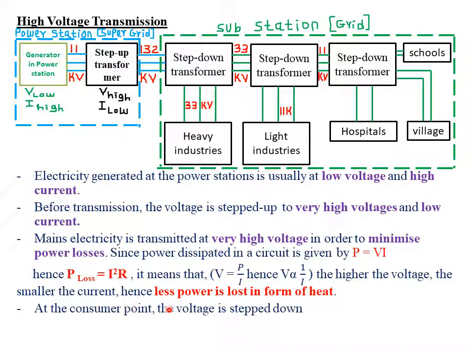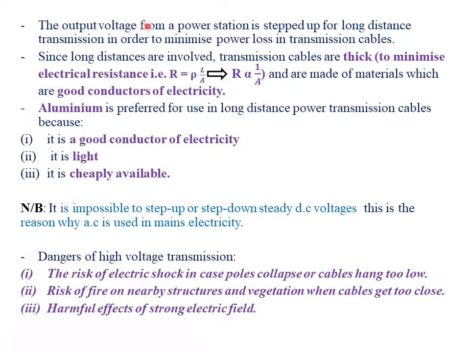At the consumer point, of course, the voltage is stepped down as shown in these several step down transformers. Next, the output voltage from a power station is stepped up for long distance transmission in order to minimize power loss in transmission cables. Since long distances are involved, transmission cables are usually made thick. The reason is to minimize electrical resistance, hence reducing power losses in form of heat. So remember, under a given topic in Form 3, which was called Current Electricity 2, we did derive this particular relationship.